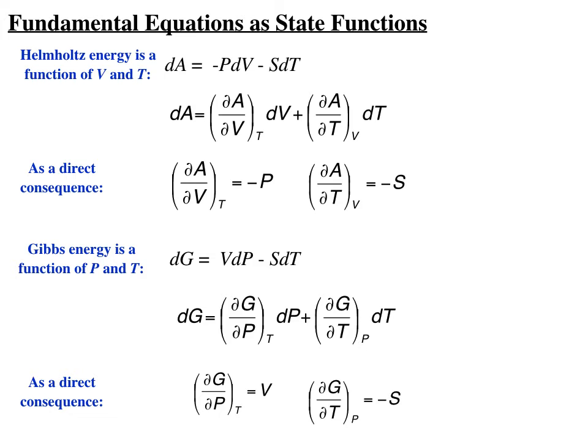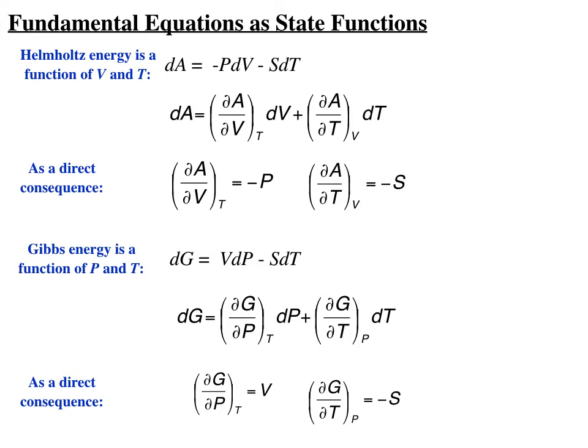I'm going to compare that to the expression directly above that, line them up, and I will notice that when I look at the term that's a function of dP, that will be telling me that the Gibbs function changing with pressure at constant temperature says something about the volume of the system, and how the Gibbs function changes with temperature at constant pressure says something about negative entropy of the system.